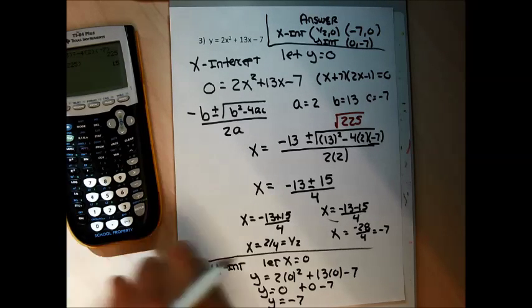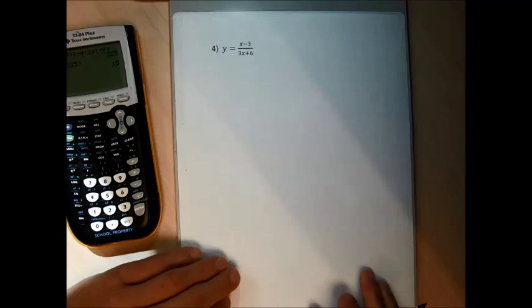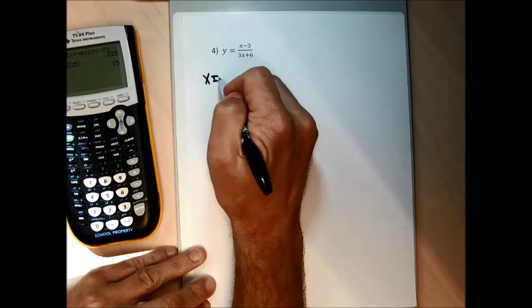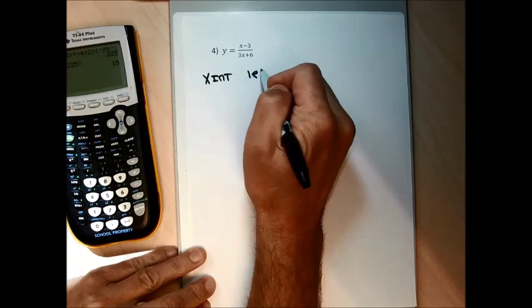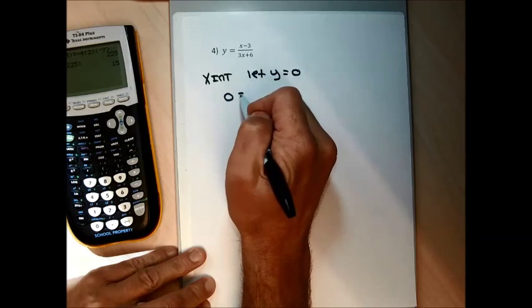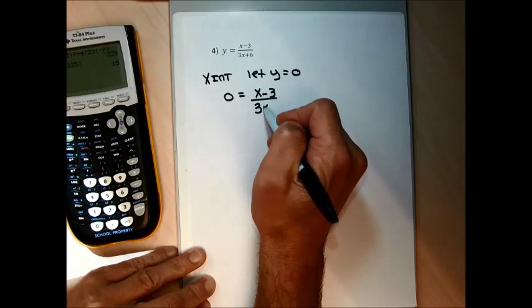We move on to number 4, which is finding the x and the y-intercepts of a fraction. Both 4 and 5 are that. So for 4, to do the x-intercept, I let y equal 0. So I'm going to go 0 equals (x minus 3) over (3x plus 6).